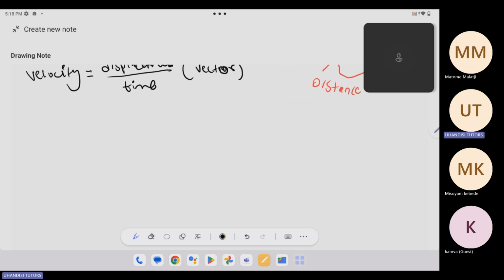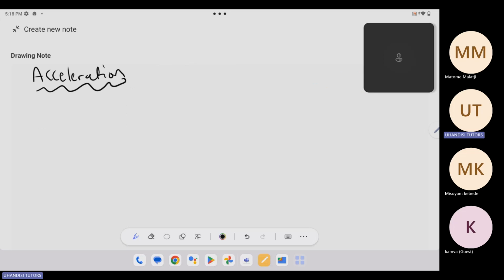Now let's talk about acceleration. We have what we call acceleration. So the question is, what is acceleration? Acceleration is the rate of change in your velocity. It is the measure of the rate of change in the velocity. I'm going to spend some time talking about this one because it is really, really important.